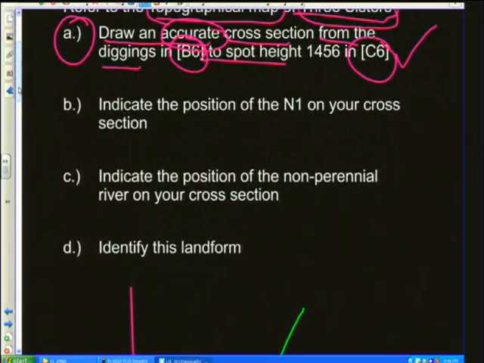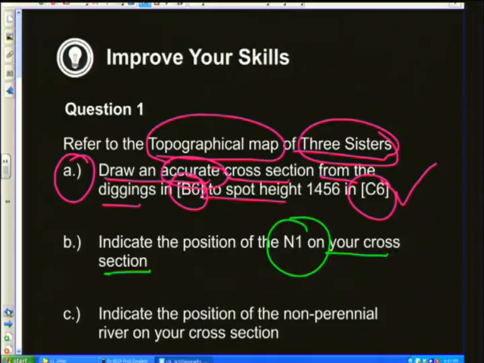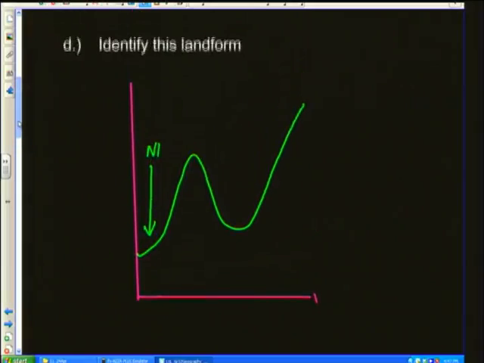Indicate the position of the N1 on your cross section. Let's go to the map, and I'm going to look at the N1. Note the N1, which runs across my line. It falls between the diggings and the contour line. So, going back to the cross section, I'm going to interpolate the N1, which is at this point. N1. The next question.